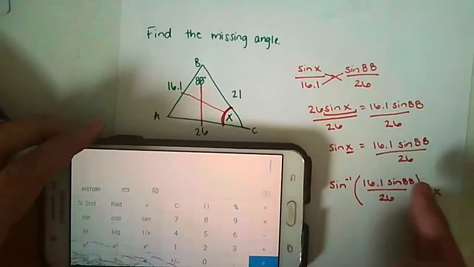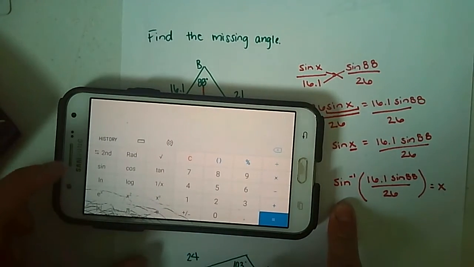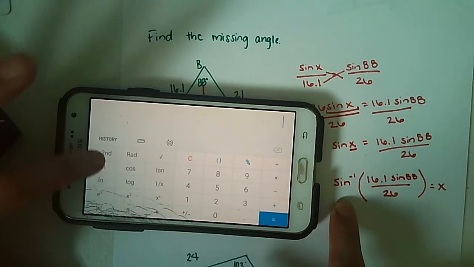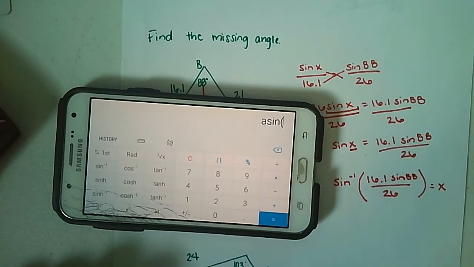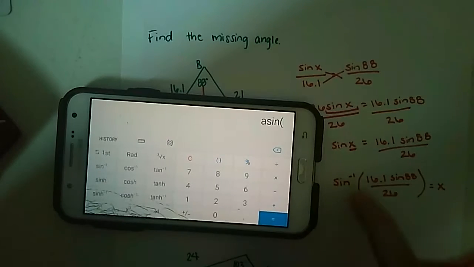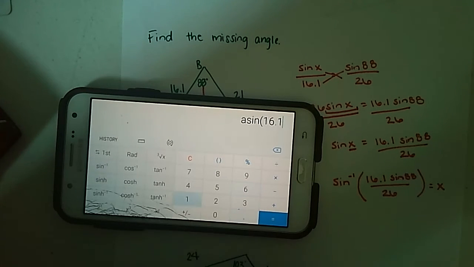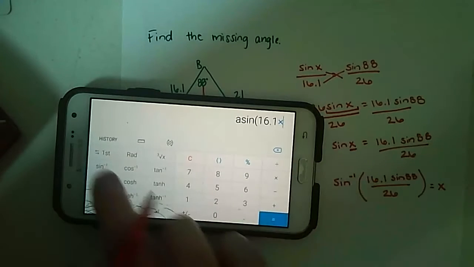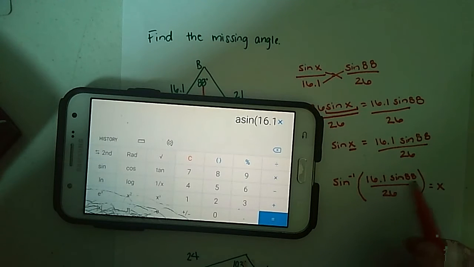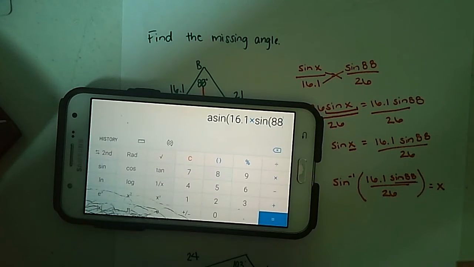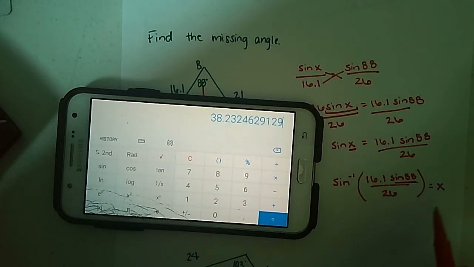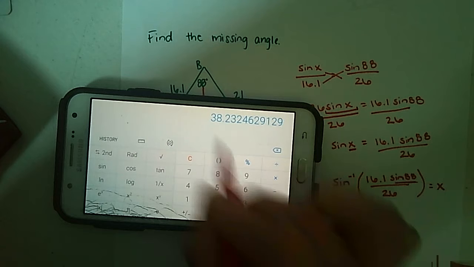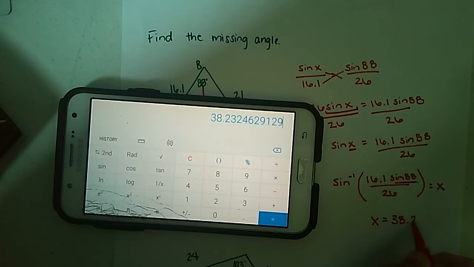All right, so first thing I'm going to hit is that sine -1. So remember, in order to do that, I need to hit second on my phone. And remember, that's how it shows up in your calculator. And then I'm going to hit 16.1 times the sine of 88, regular sine of 88 here. And then close that parenthesis. And then I need to divide that by 26. And then that will tell me what my angle is. So if we round to 1 decimal place, it's 38.2 degrees.